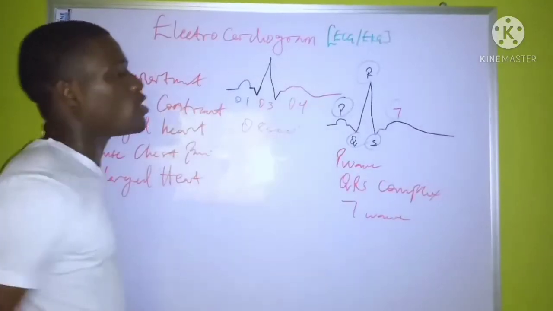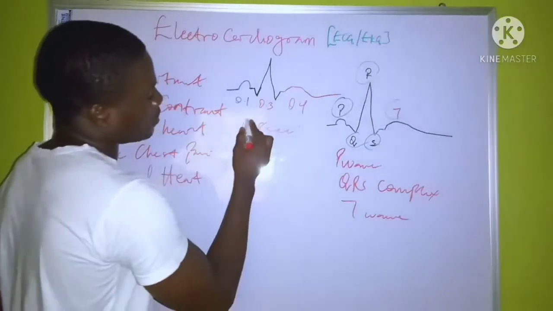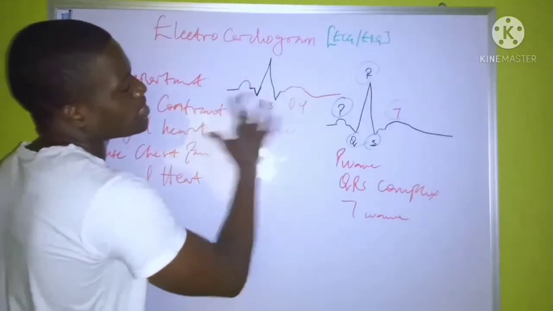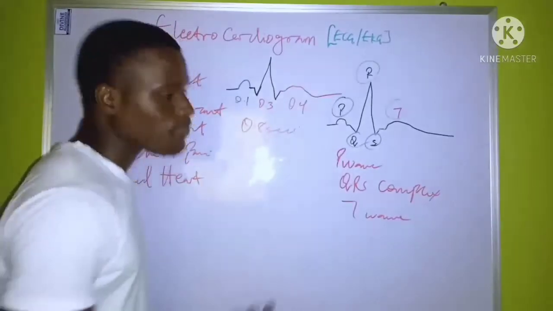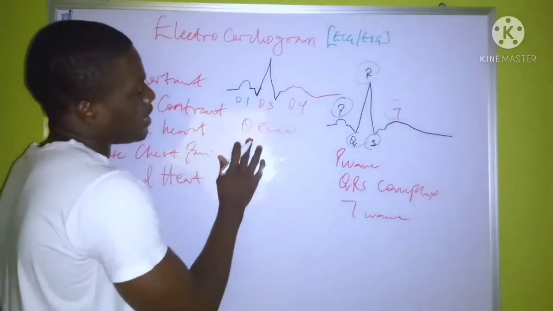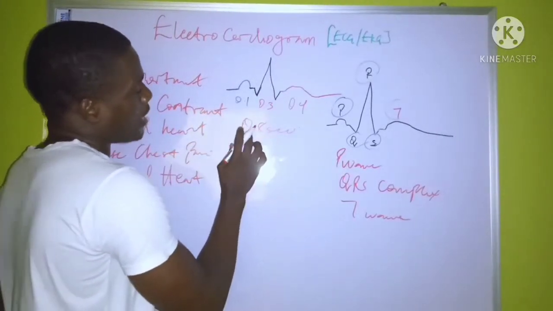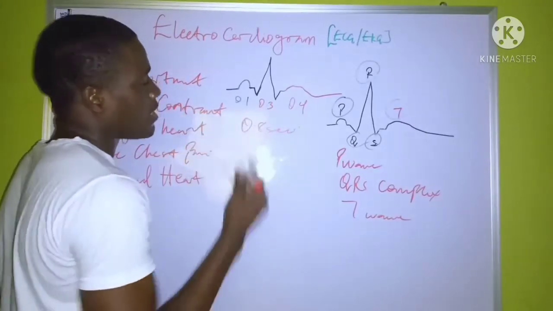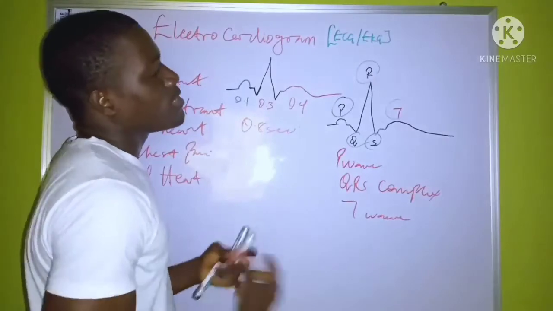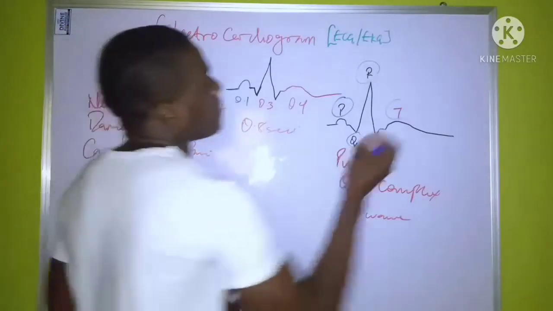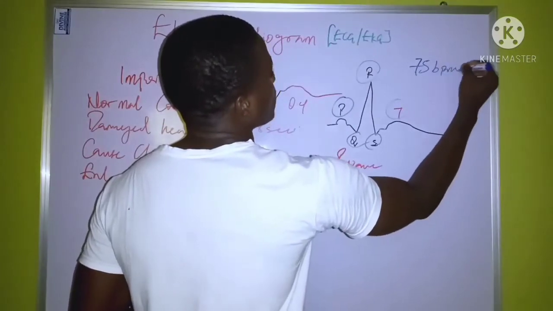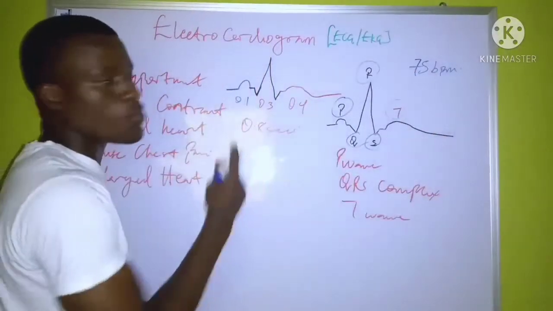So for us to get a contraction and relaxation of the cardiac muscle, for us to get a complete ECG representation like this, it simply means that the heart is contracting within 0.8 seconds. It simply means that the heart contracts at a rate of 75 beats per minute. So we say 75 beats per minute, and that's for 0.8 seconds.